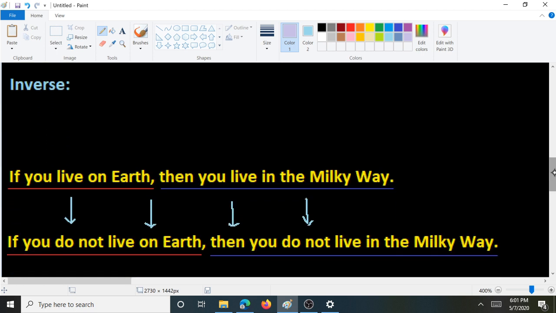Let's go on to the inverse. What is an inverse of a conditional statement? The conditional statement is written in the form if P, then Q. An inverse is written in the form if not P, then not Q. This squiggly line means the negate, which is the same as doing the opposite of something. So if our conditional statement is if you live on Earth, then you live in the Milky Way, our inverse would be if you do not live on Earth, then you do not live in the Milky Way.